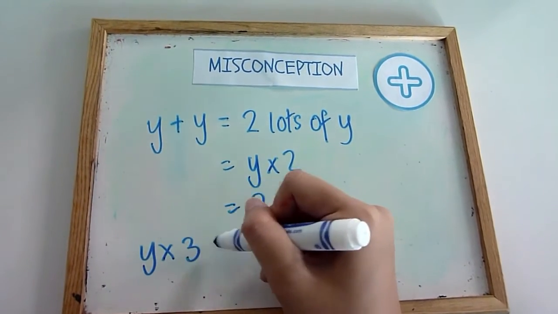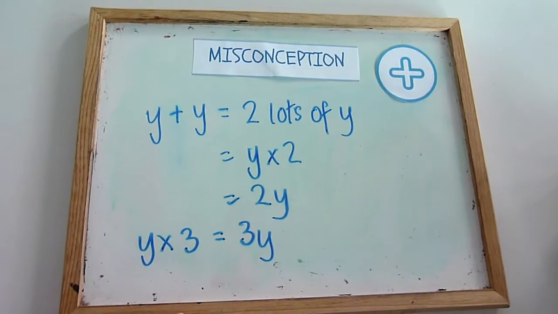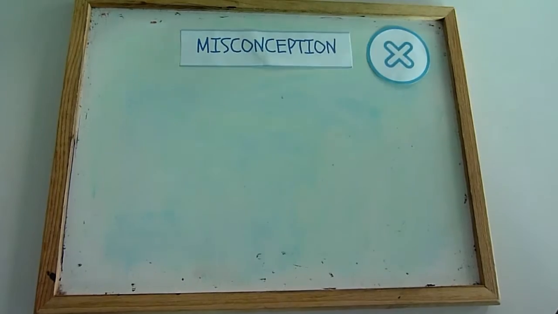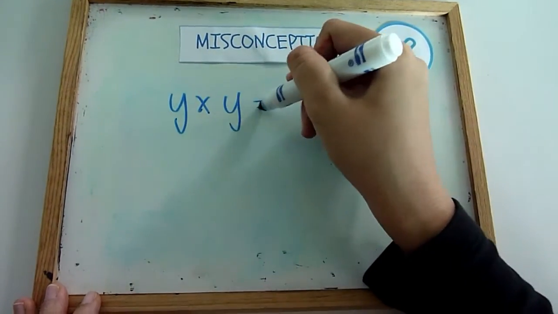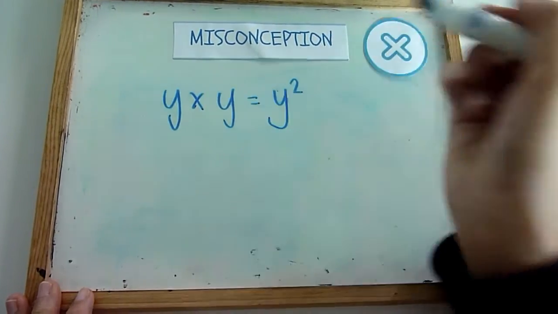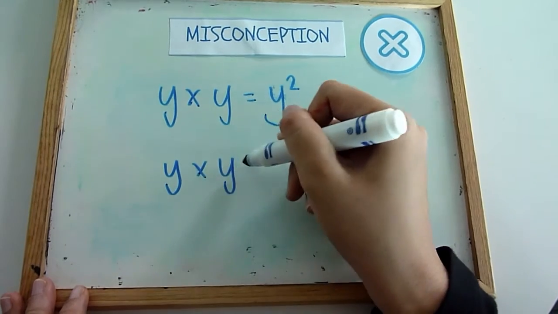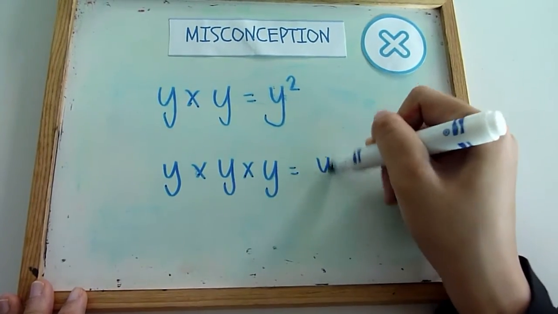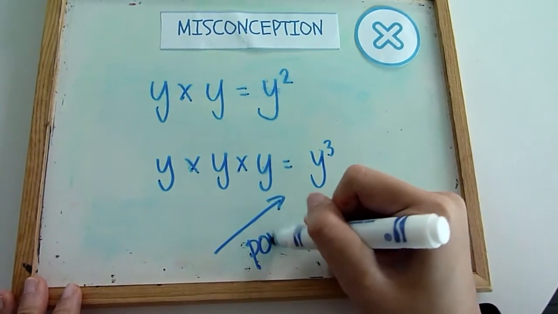What about y multiplied with 3? 3 lots of y's equals 3y. However, when it comes to multiplication, y multiplied by y becomes y to the power of 2, and we call it y squared. What about y multiplied with y, and we multiply it with another y? It's going to be y to the power of 3. Multiplication of algebra is powering up.